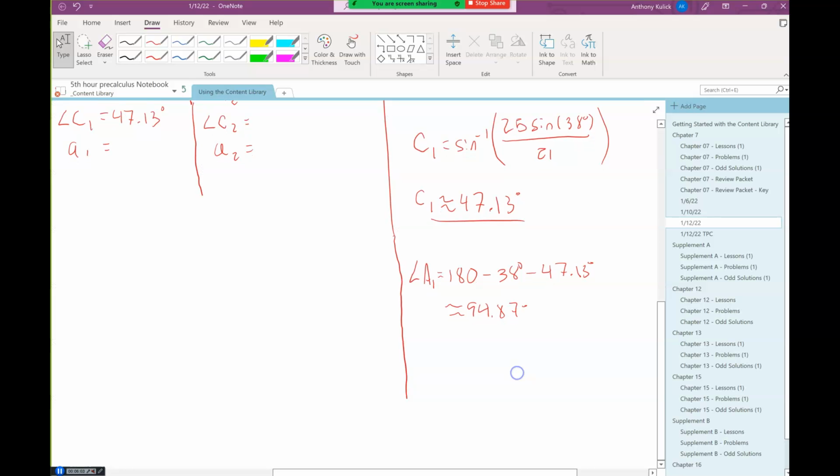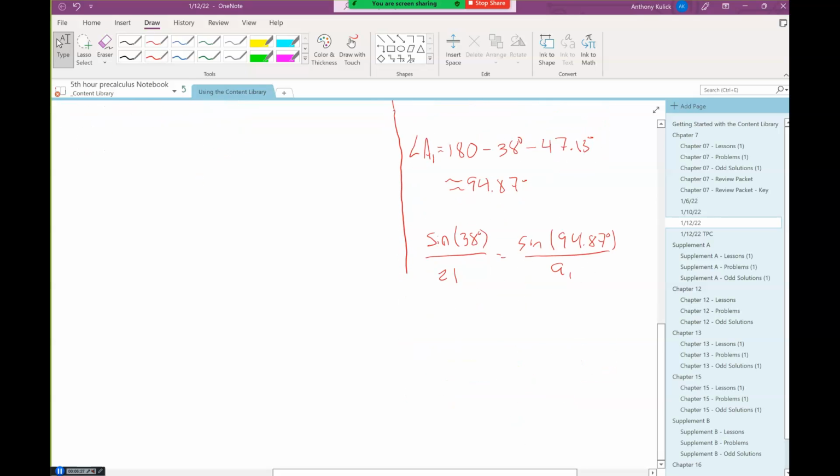And now that I know angle A, I'm able to set up a new law of sines and solve for side A. So I'll do sine B over B equals sine of angle A1 over side A1. And then again, we'll cross multiply. And then divide by sine 38.